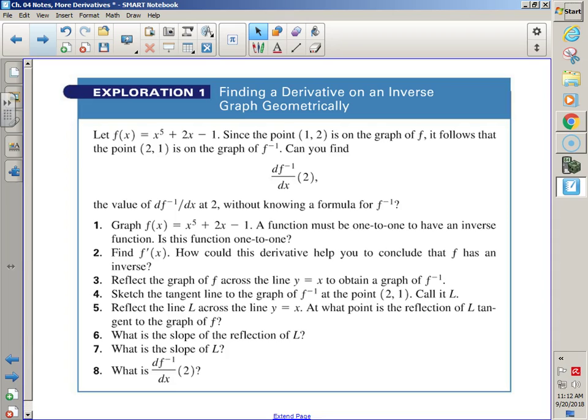We're trying to think about it geometrically, and that's important because I said we're going to triangles, and triangles are a geometric approach to the derivatives of the inverse trig. So the function, x to the 5th plus 2x minus 1. 1, 2 is on the original graph, so 2, 1 is on the inverse graph. They're asking us for the derivative of the inverse of... Oh, that's weird notation, right? The derivative of the inverse with respect to x at 2.